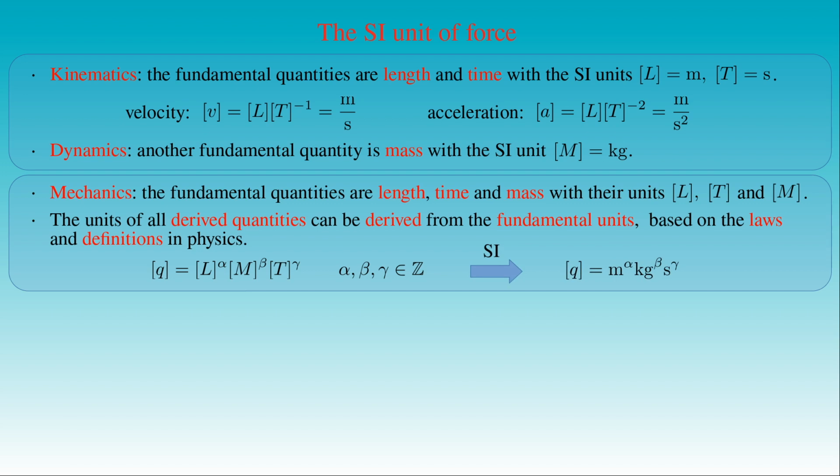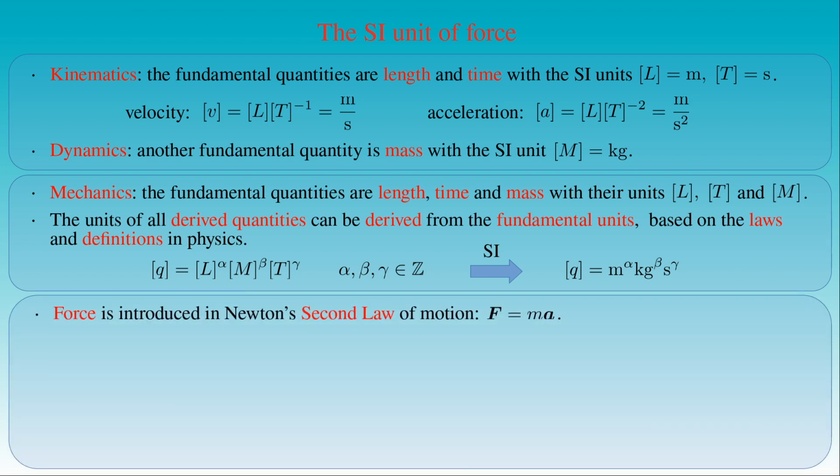Based on this system of units, we can derive the unit of force now. Force is introduced in Newton's second law of motion, which tells us that the force F acting on a body is equal to the mass m of the body times its acceleration a. Then the unit of force is equal to the unit of mass times the unit of acceleration. This expression can be written as the unit of mass, times the unit of length, times the unit of time raised to the power of -2.